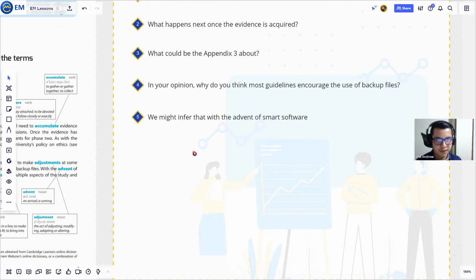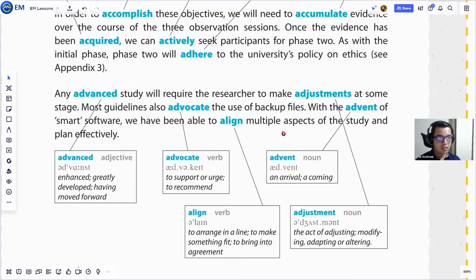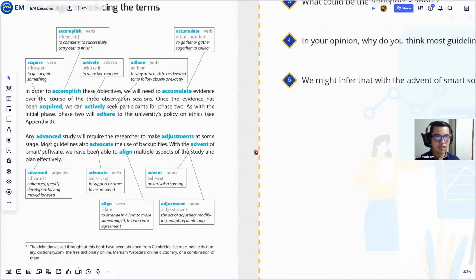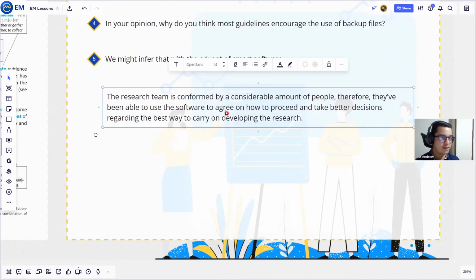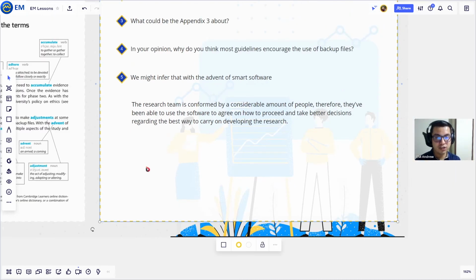Alrighty. Number 5, we might infer that with the advent of smart software, the thing is that they said we've been able to align multiple aspects of the study and plan effectively and so on. So actually, let me show you something. In this case, I prepared this answer so we could have something a little bit more elaborated. Let me read it out for you. The research team is composed of a considerable number of people. Therefore, they've been able to use the software to agree on how to proceed and make better decisions regarding the best way to carry on developing the research.